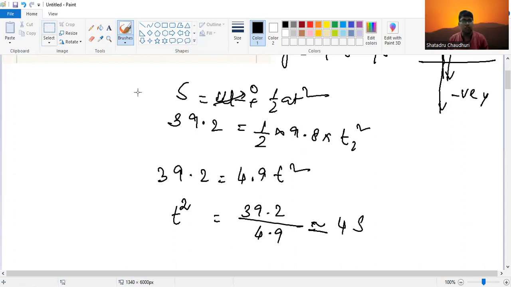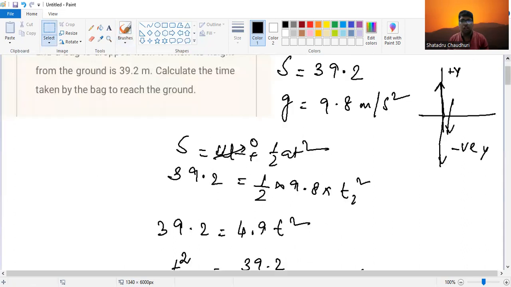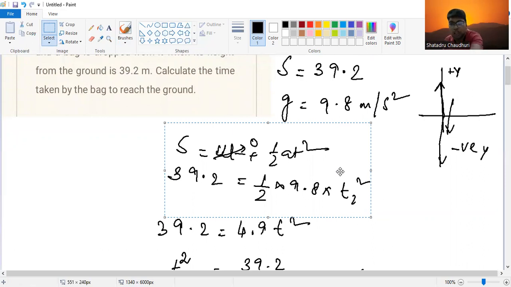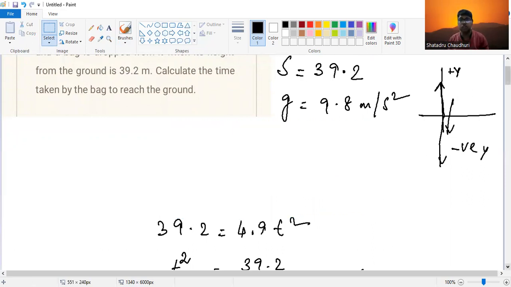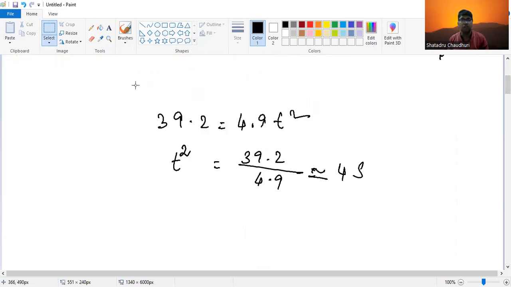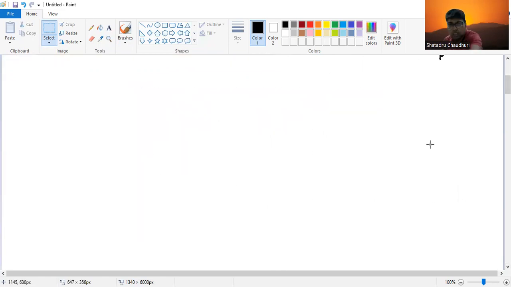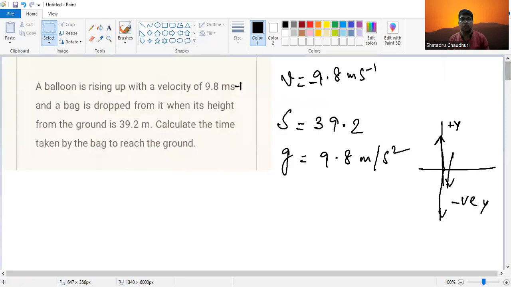But here I have made a mistake: the initial velocity can't be zero in this case. So we should be very careful while doing these problems. I have missed the velocity. Let me do the problem once more.